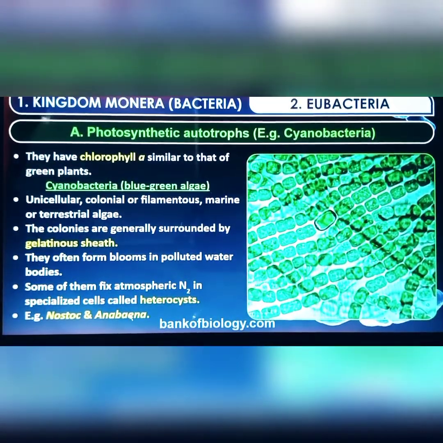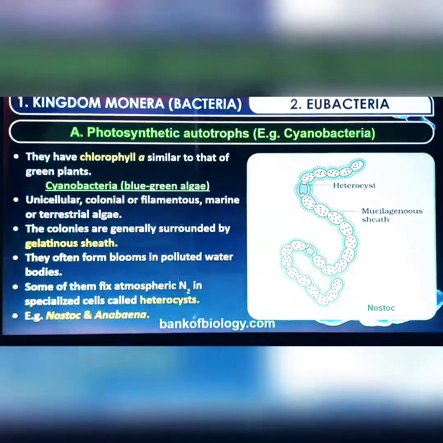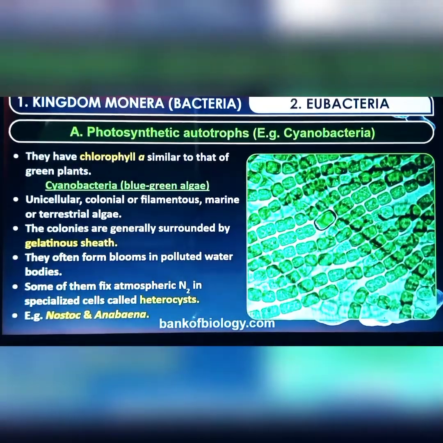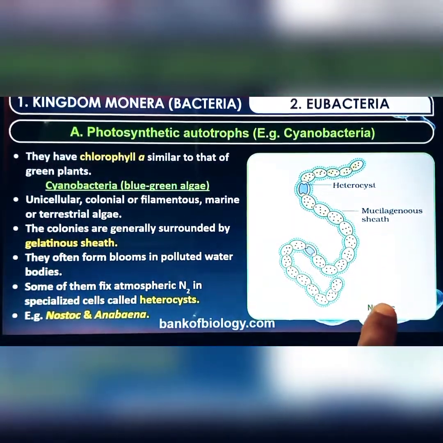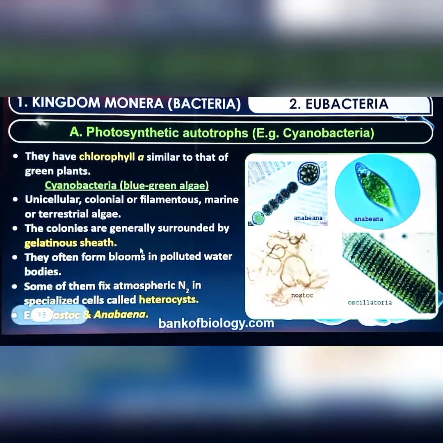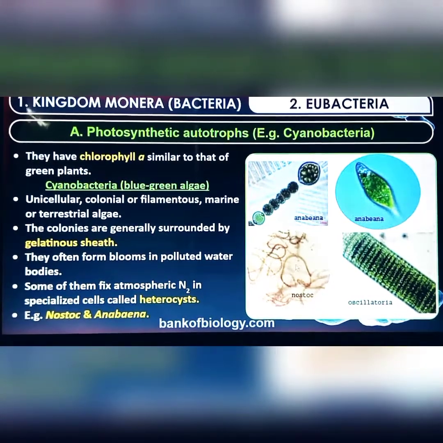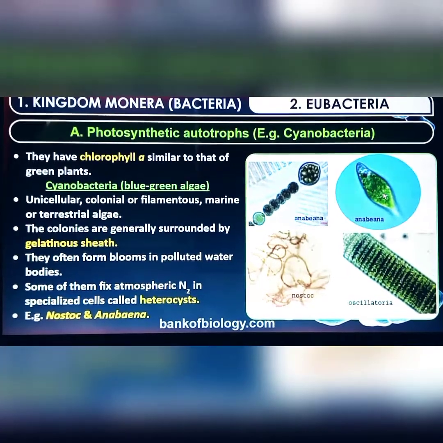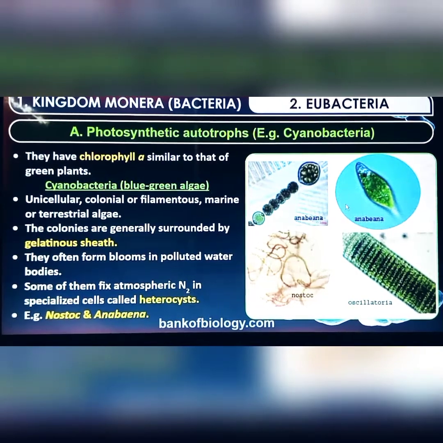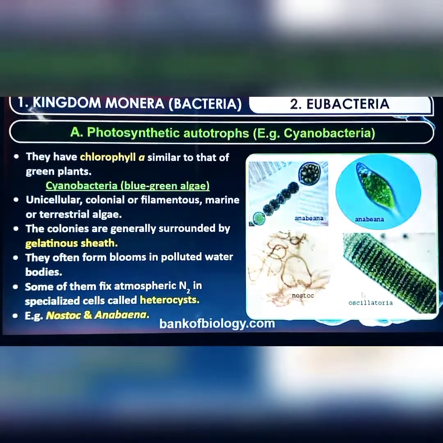Okay, this is Nostoc, and this is the diagrammatic structure of Nostoc. Here you can see Anabaena, and here is Anabaena also, this is Oscillatoria, Nostoc. These all have heterocysts. It means they have the capability to fix atmospheric nitrogen in specialized cells, and these cells are known as heterocysts. These are Anabaena, Nostoc, Oscillatoria.